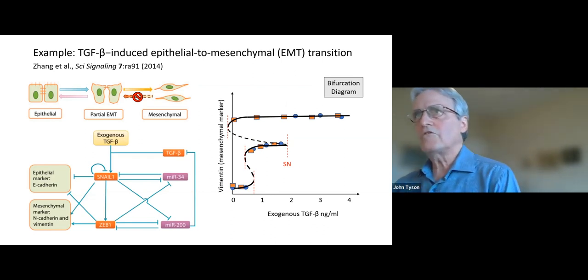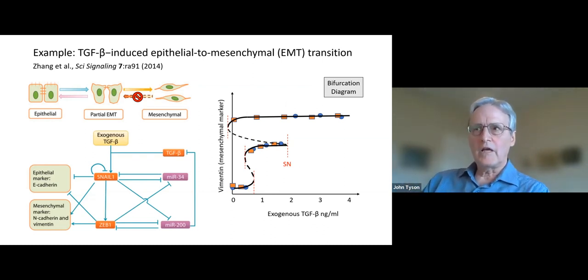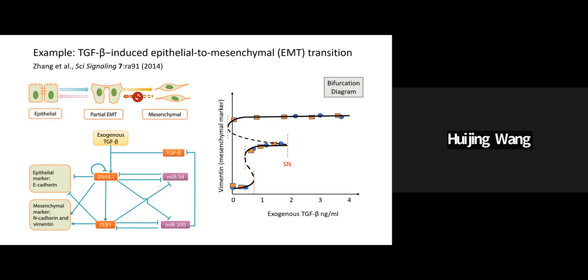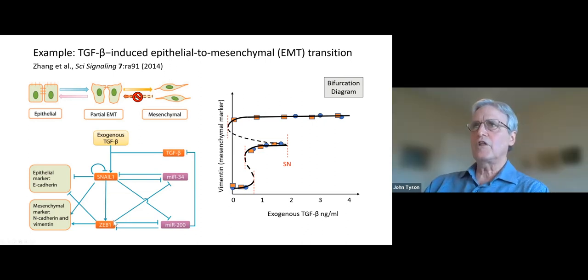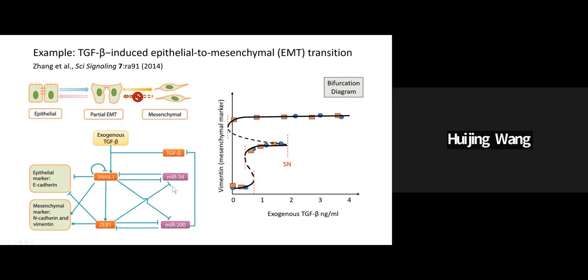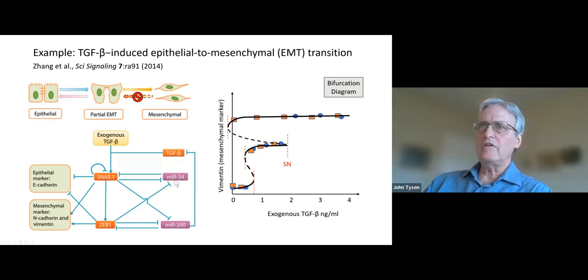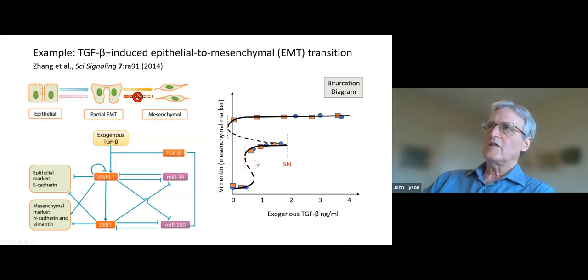So Jing Ma and his team went on to look at the underlying molecular regulatory system, which is based on the transcription factors SNAIL1 and ZEB1, and their inhibitory microRNAs. They built a mathematical model and calculated the bifurcation diagram for this switch as a function of TGF-beta and found indeed that the first transition is a resettable toggle switch, and the second transition is this one-way fuse, because to get back, you'd have to go to negative concentrations of TGF-beta.